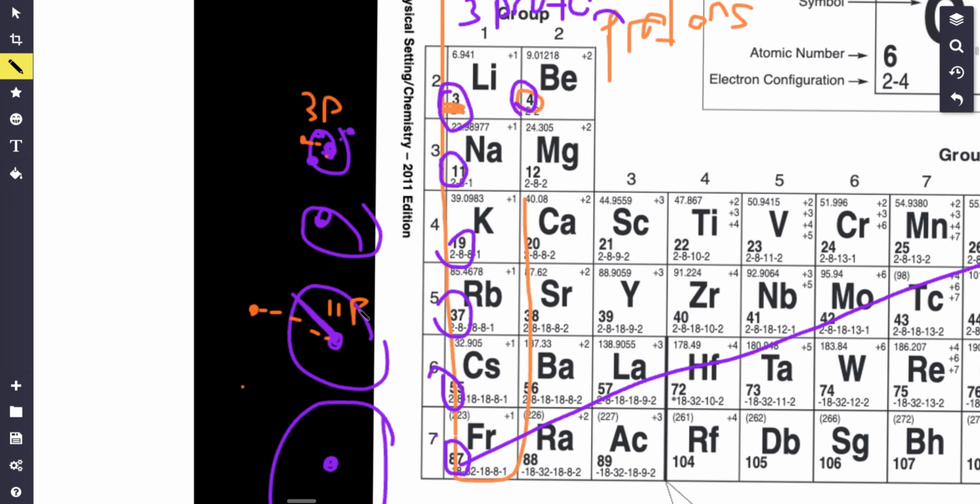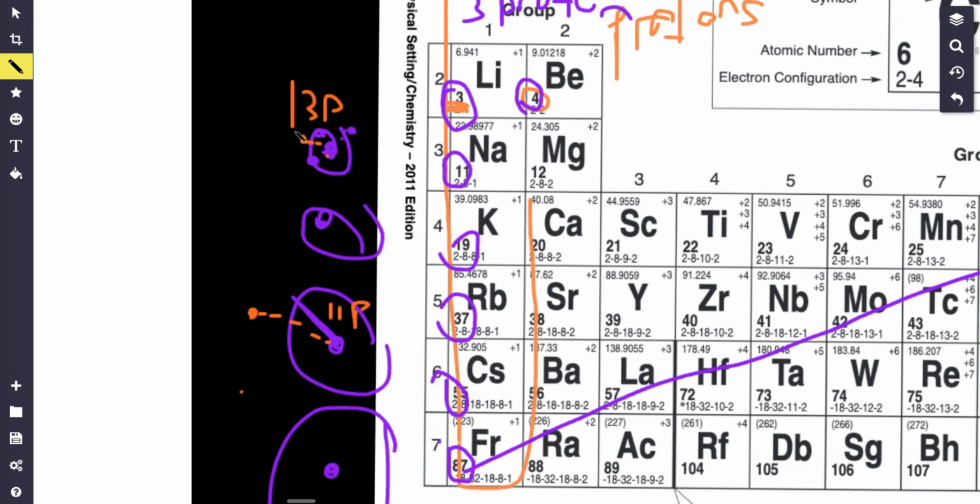So imagine if we have a sodium atom, 11 protons, and a lithium atom with 3 protons, right? It just turns out that even though the lithium atom has fewer protons than the sodium atom, because the sodium atom is so much further away, the nucleus is so much further away from the electron, it's just not going to attract it as much. It's not going to have as high of an electronegativity as lithium.